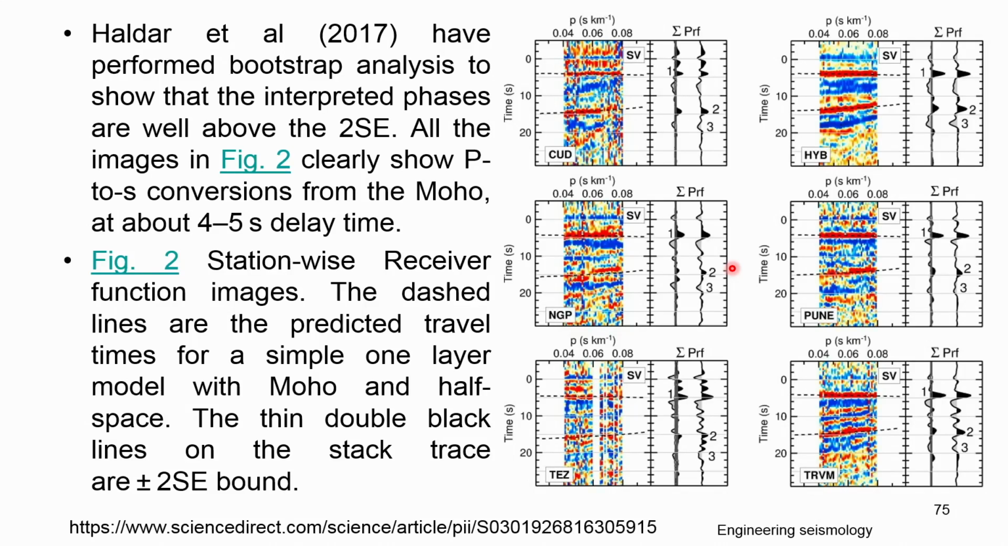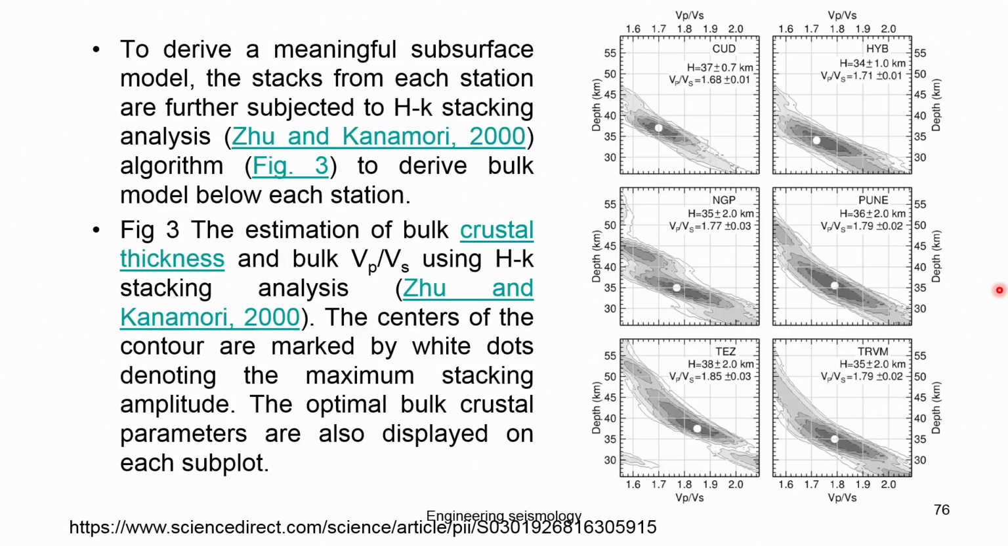So, Figure 2 basically shows the station-wise receiver function image. The dashed line predicts the travel time of the simple one-layer Moho depth, and the thin double black lines are the stack trace plus 2 second bound. So, these are all the Moho depths they interpreted from this kind of data. Further, they used this data to derive a subsurface model at each station, subjected to HK stacking analysis to derive a bulk model of the station. You can see the Vp/Vs ratio and the thickness, where the break happens, the crustal thickness, the Moho depth.